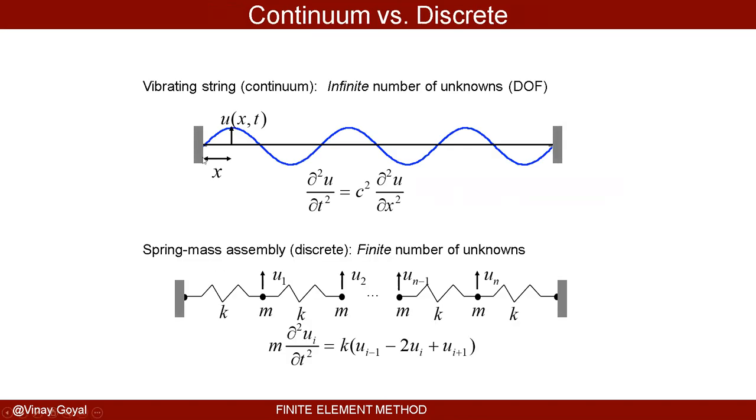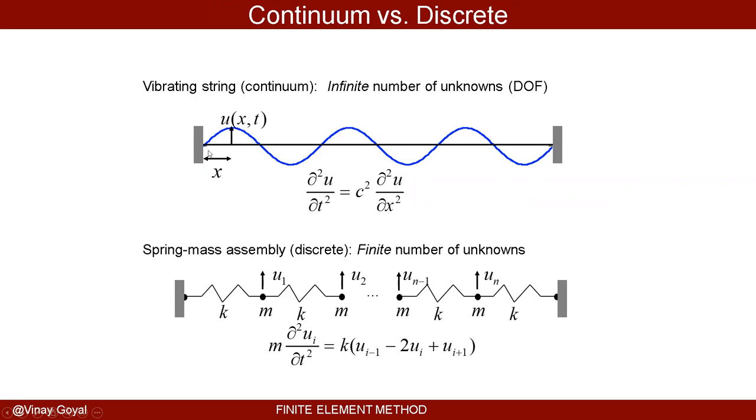So here's an example of a continuum problem. You have here a vibrating string. Obviously, this is a continuum problem and it has an infinite number of unknowns. And that's a partial differential equation governing the behavior of this vibrating string.